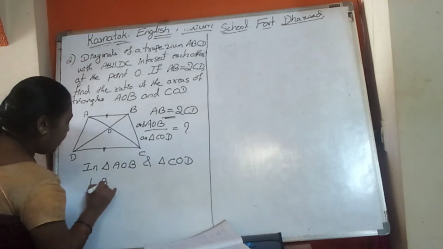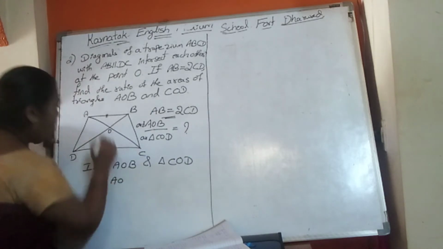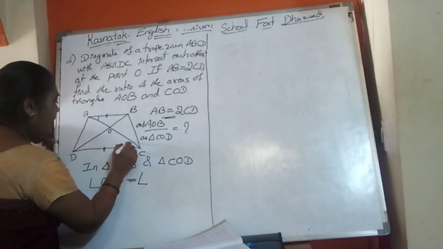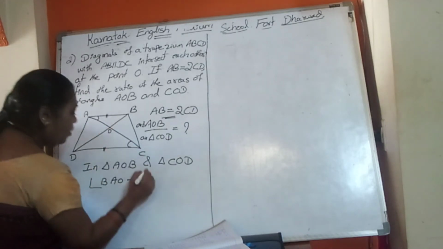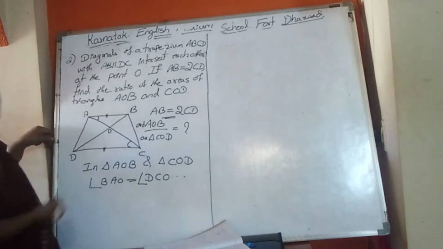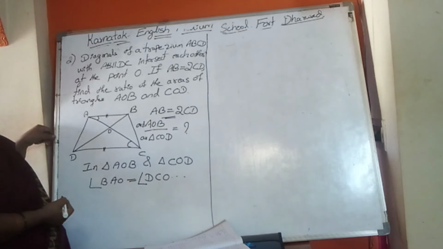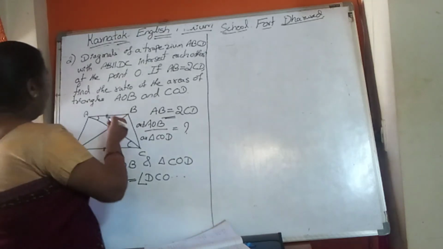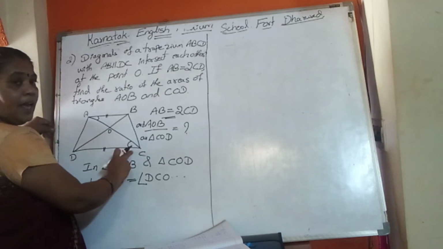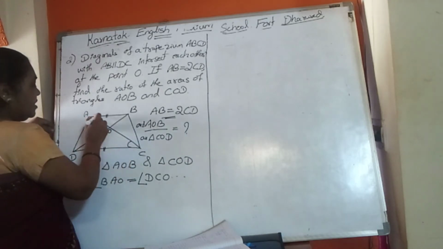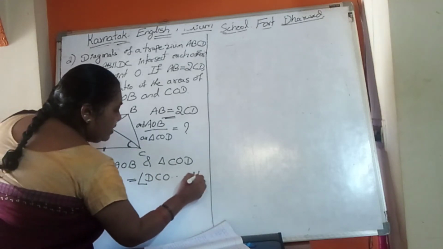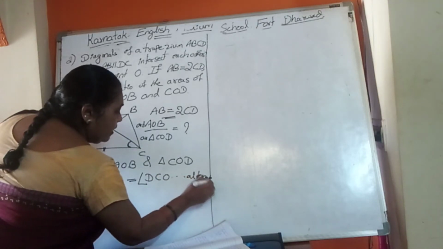Angle BAO is equal to angle DCO. Which angles are these? These are alternate angles. How? These are two parallel lines, so these are alternate angles.